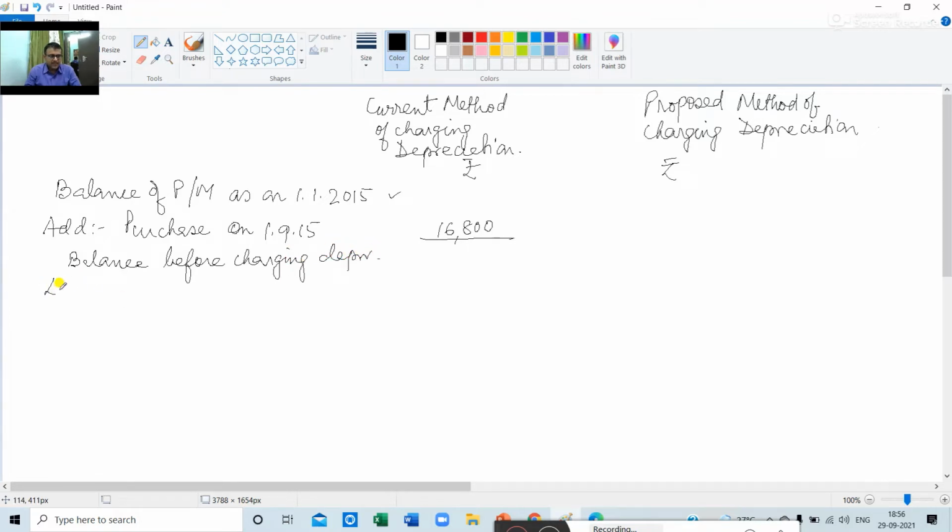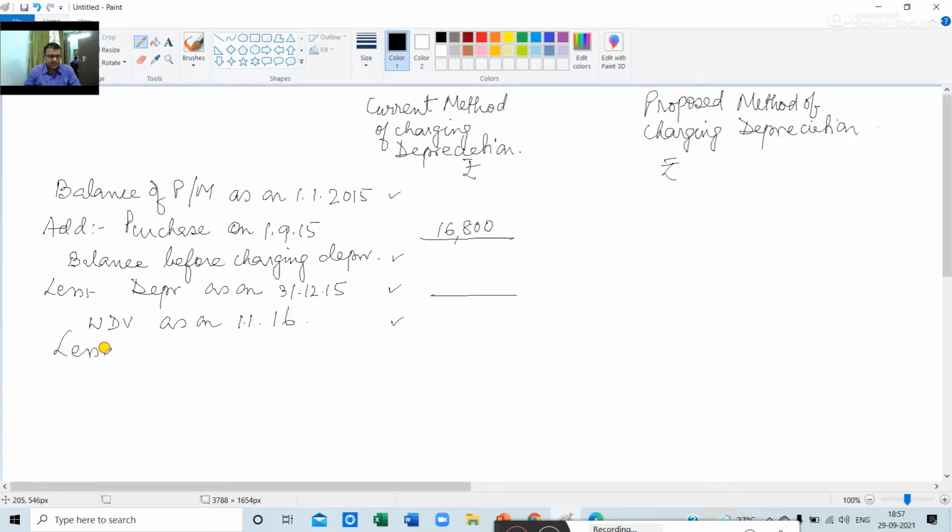So less depreciation as on 31st December 2015. What is the method of charging depreciation? It is 10% on the original balance or the balance as on 1st January 2015. So whatever be the balance on 1st January 2015 of the plant and machinery, we will charge depreciation at the rate of 10% on 31st December 2015. So we will get a written down balance as on 1st January 2016.